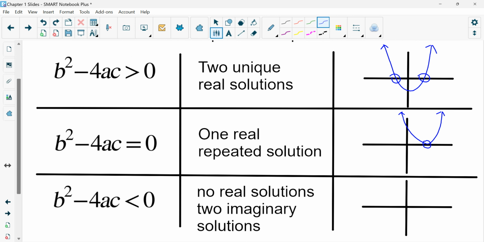And if b squared minus 4ac is less than 0, that would give us the square root of a negative, which we'd have to use imaginary or complex solutions for. So that would give us no real solutions, because you don't get real answers from the square root of a negative, but we get two imaginary solutions.